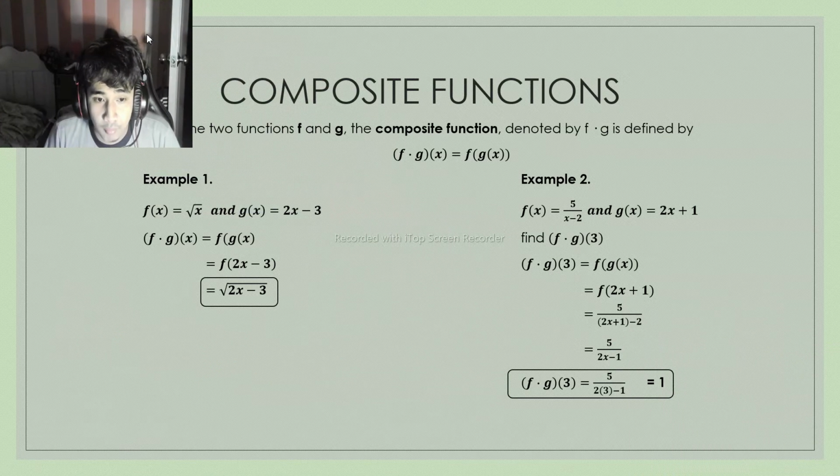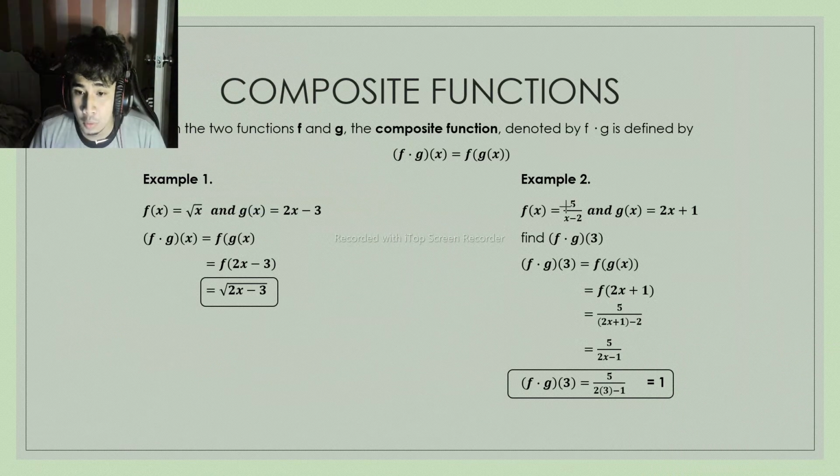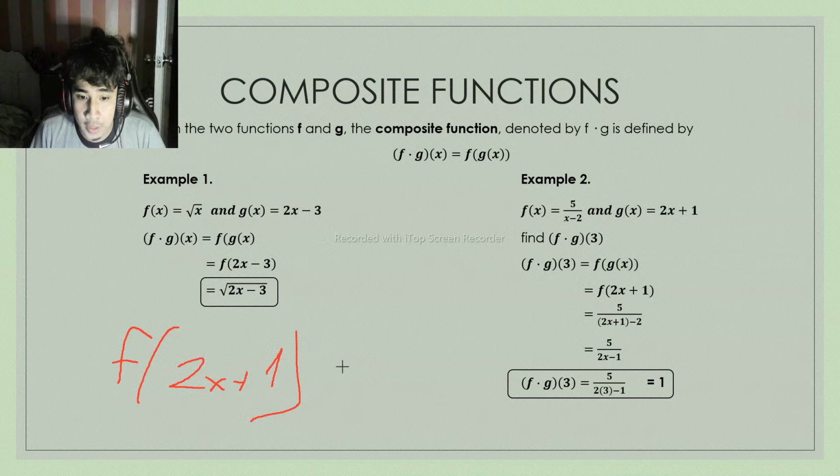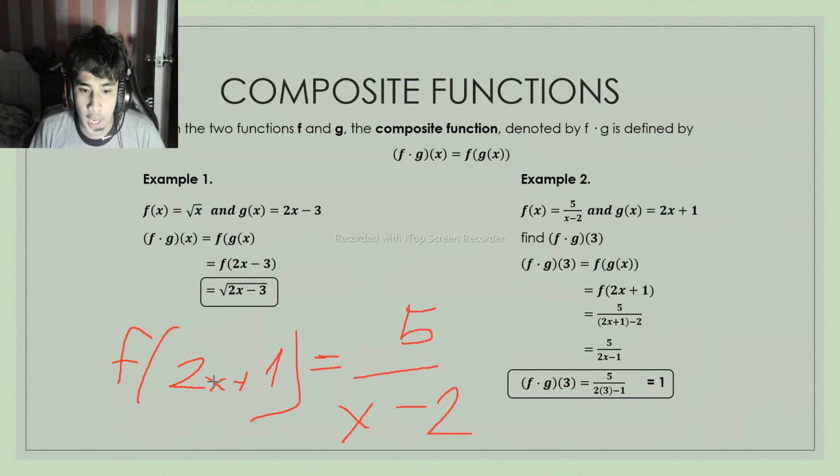So next example, f of x is equal to 5 over x minus 2, and g of x is equal to 2x plus 1. We need to find f of g of x. We can make it easier: g of x is 2x plus 1, then for f of x, we use the function related to the earlier one. It looks like this: f of 2x plus 1 is equal to 5 over x minus 2.